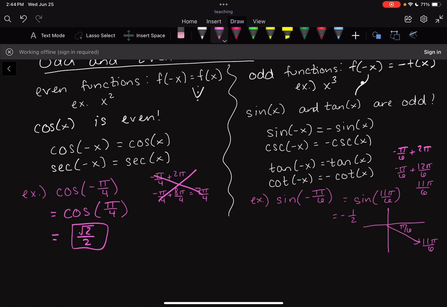Previous to this section. Now instead, we can say, let's bring the negative out to the front. Negative sine of pi over 6. Pi over 6 is the same as 30 degrees. Sine of 30 degrees is 1 over 2. So I get negative 1 over 2. And that's a lot faster than what we had to do previously.